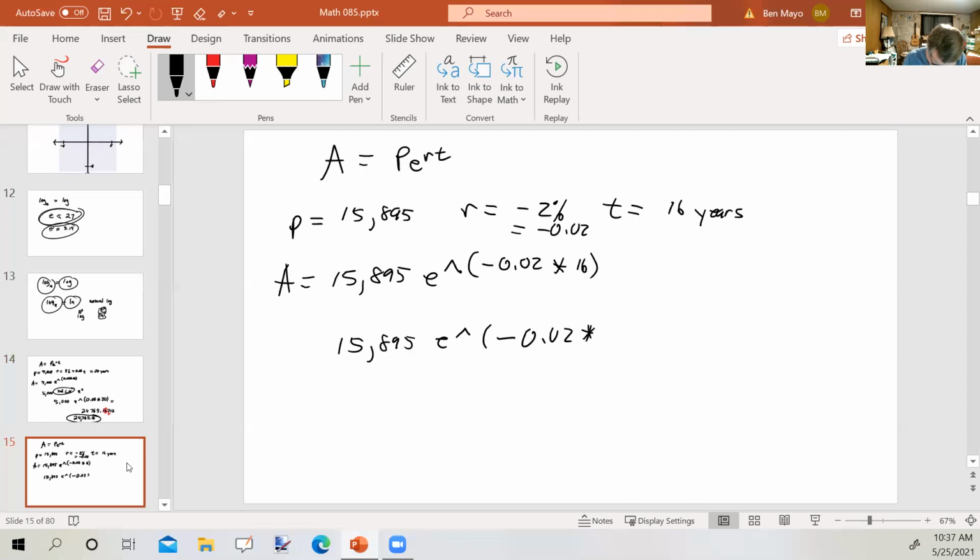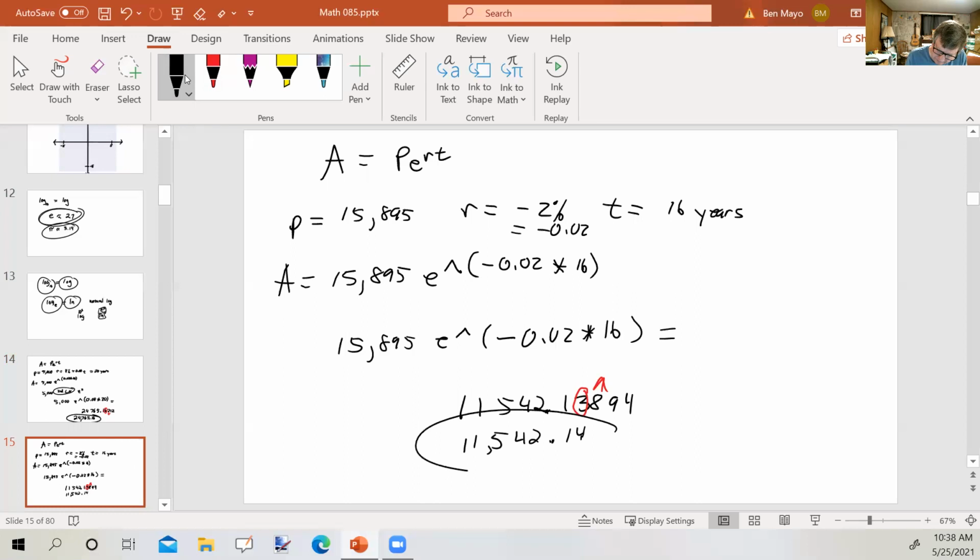times 16, close it up, equals, and I get 11542.13894. Rounding to the 100th place, the 8 would round up in the 1,000th place, so we get 11,542.14. All right. Now we're going to evaluate some expressions without using a calculator.